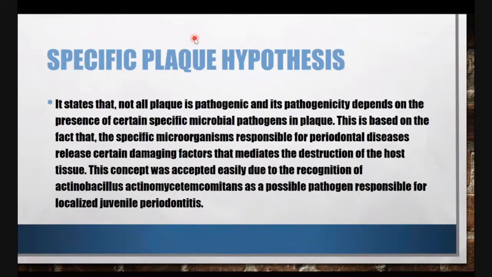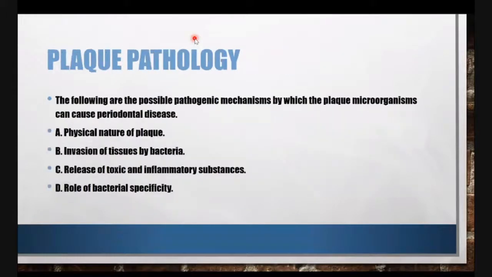This concept was accepted easily due to the recognition of the Actinobacillus actinomycetemcomitans as a possible pathogen responsible for the localized juvenile periodontitis. هذا بالجوفنايل periodontitis اللي بعدين غير اسمها الى سموها aggressive periodontitis. هي هذه الاكتينومايسيتم كوميتنس هي الاساس مالته. صحيح. دولة عندهم هذا نوع من البكتيريا اللي هو يسبب لنا الديستراكشن.